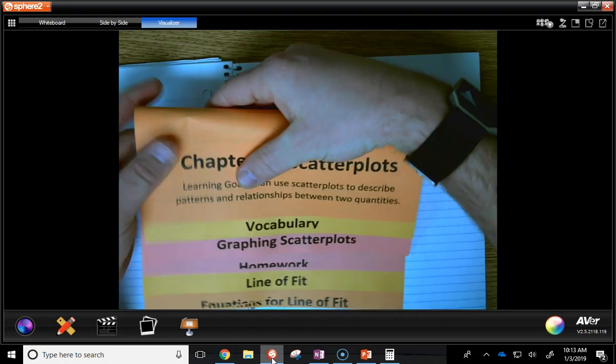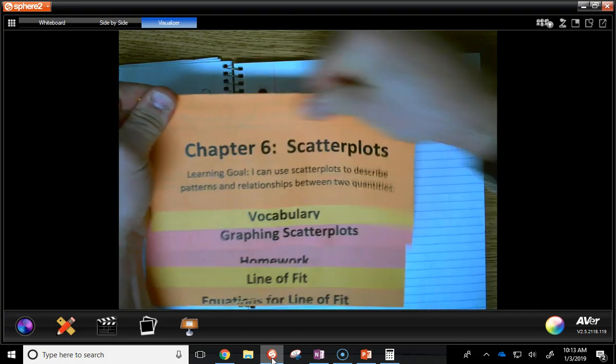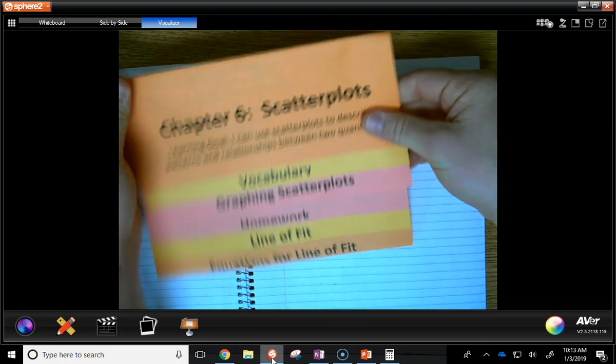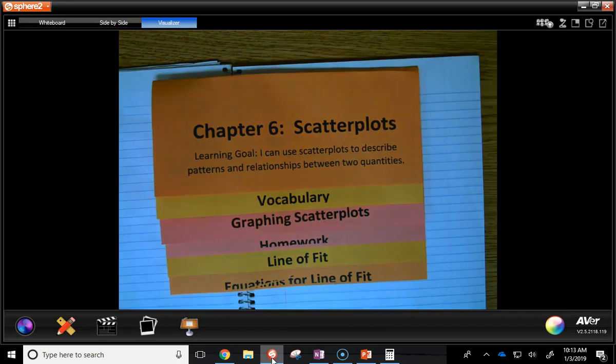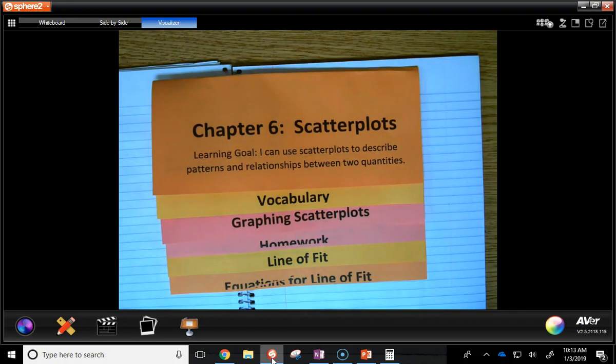So, these titles come across. And when you're done, and I fold mine, it should now end up with these different sections. Chapter 6: Scatterplots, Vocabulary, Graphing Scatterplots, Homework, Line of Fit, Foundation, or Equations for Line of Fit.